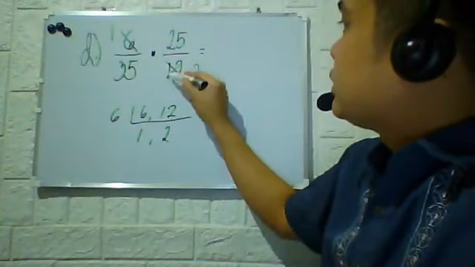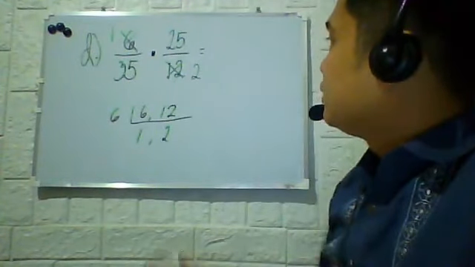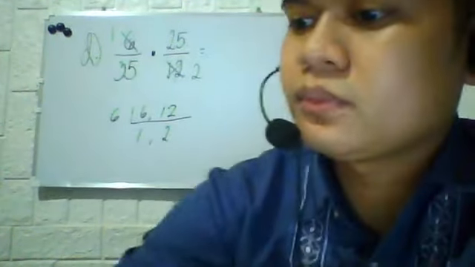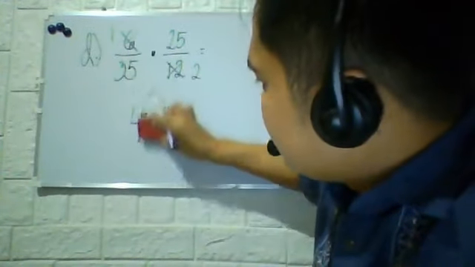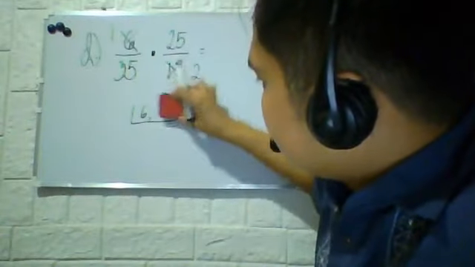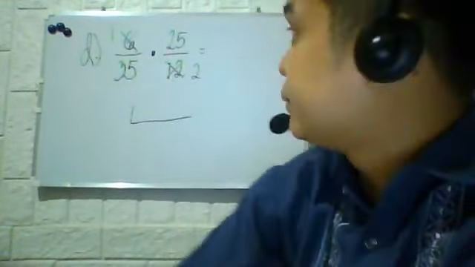Alisin nyo na si 12 dito sa isip nyo, tsaka si 6, wala na yan. We simplified them already. Next naman, sir, paano po kung pwede pang mag-simplify? Meron pa ako nakikita numbers dito. Eh di, simplify ka lang. Sabi ko nga, we can do this unlimitedly, as long as it's possible.